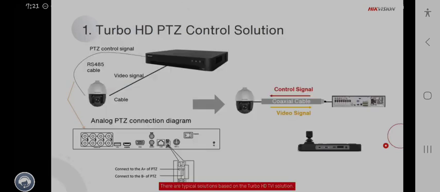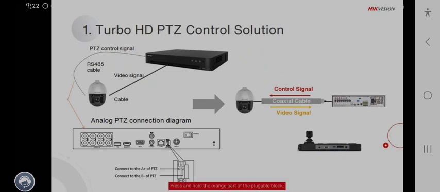These are typical solutions based on the Turbo HD TVI solution. First is the PTZ control solution, mainly to access with the Turbo HD PTZ camera. The core value of the solution is the UTC function as we introduced, to save the cabling and the manpower. But the solution is not just limited by the UTC function, but also supported by the extra RS485 protocol. So in this case, RS485 cable will transmit the control signal and coaxial cable will transmit the video signal.